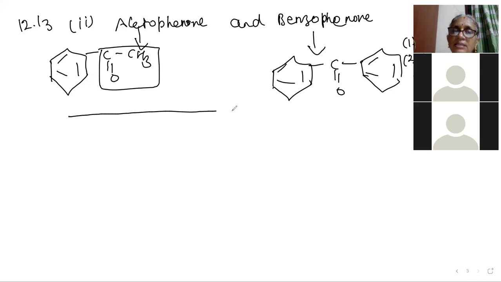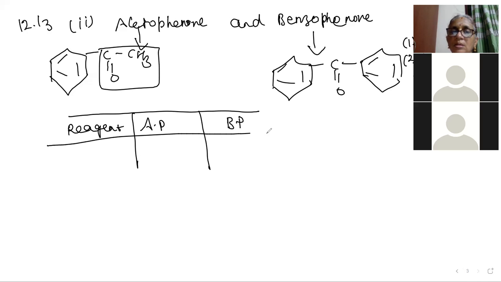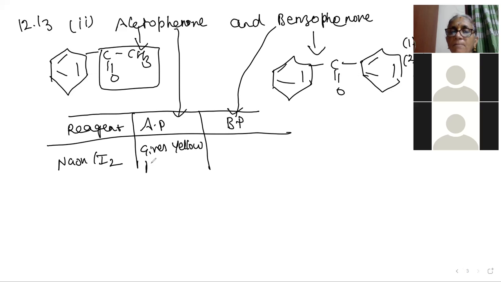So here again we write the reagent. Compound 1 is acetophenone and compound 2 is benzophenone. Okay, acetophenone, benzophenone. I'm not writing the full name. So the reagent we use is NaOH and I2. And acetophenone gives a yellow ppt of iodoform. And for this, no change.